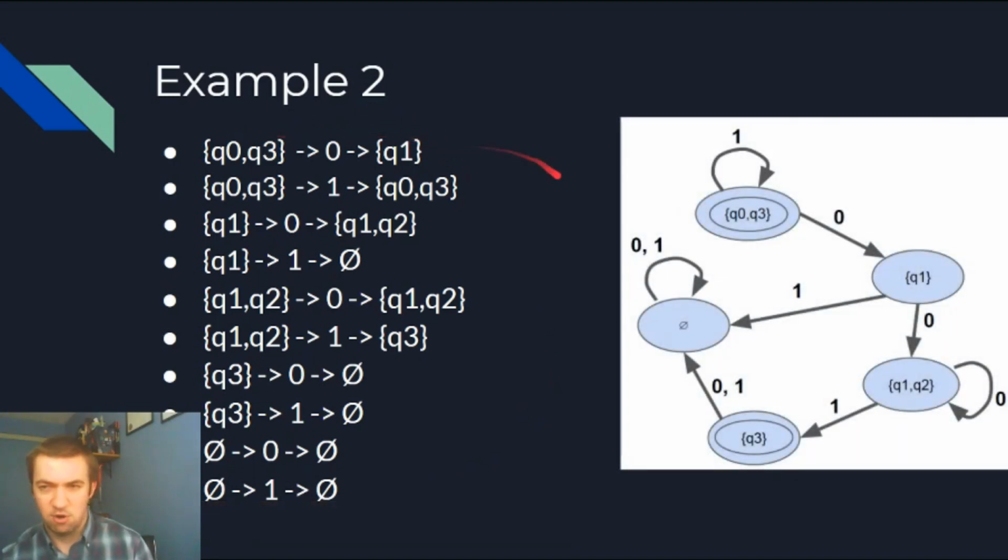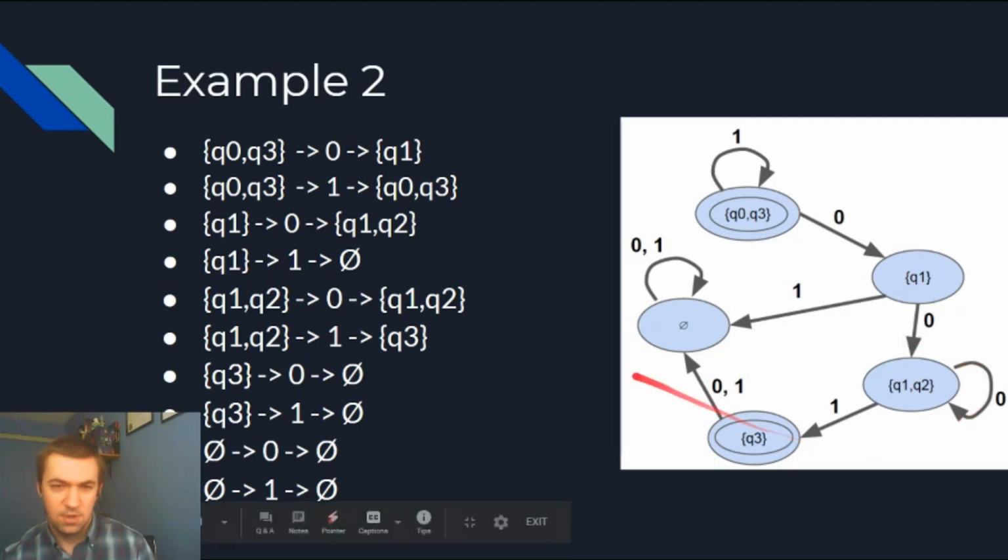So we can see that our initial state is Q0, Q3, which is an accepting state. This is where we're going to start. If we pass it a 0, it goes to the next state Q1. If we pass it a 1, it loops back on itself. From Q1, if we pass it a 1, it goes to this dead state, which is over here. If you pass it a 0, it goes to Q1, Q2, which is the name of this state. If we're at Q1, Q2, and we pass it a 0, it loops back to itself, which we can see over here. If we pass it a 1, it goes on to Q3.